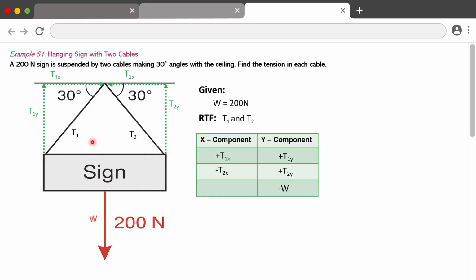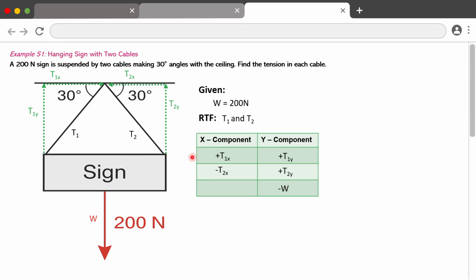Now, notice that we have lots of variables, right? We have T1x, T2x, T1y, T2y. However, we need to find T1 and T2, so we have too many variables. What we're going to do next is represent T1x, T2x, T1y, and T2y in terms of the original tension force variables, T1 and T2. We'll represent them in another way.